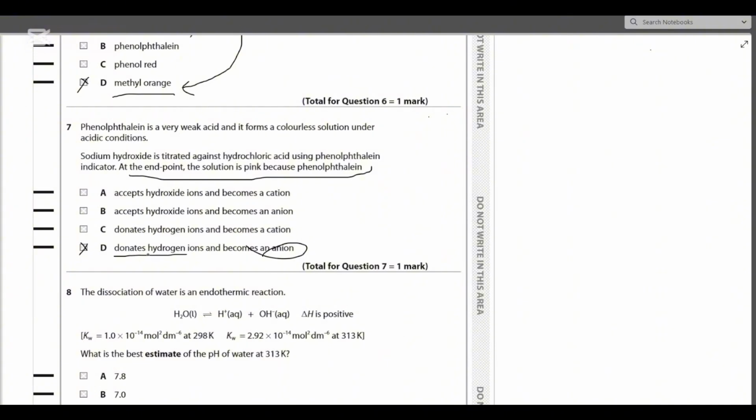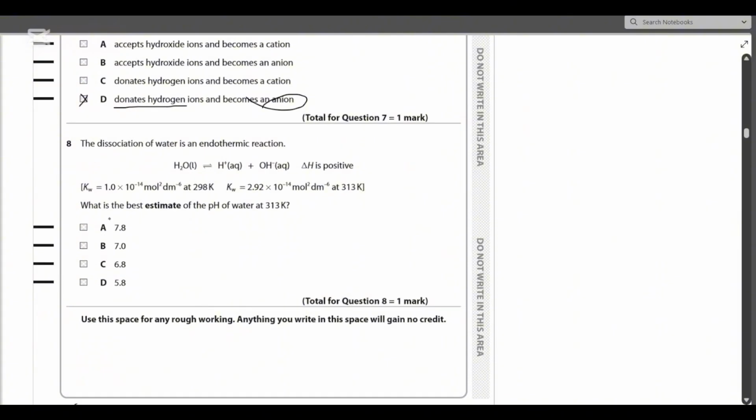And we know that the weak acid does not accept hydroxide ions under these conditions. So the reason why at the end point the solution is going to turn pink because of phenolphthalein is that the acid here is going to donate the hydrogen ions and it's going to become an anion by itself, in this case the hydrochloric acid. Okay, the next one, they say the dissociation of water in endothermic reaction is this one right here.